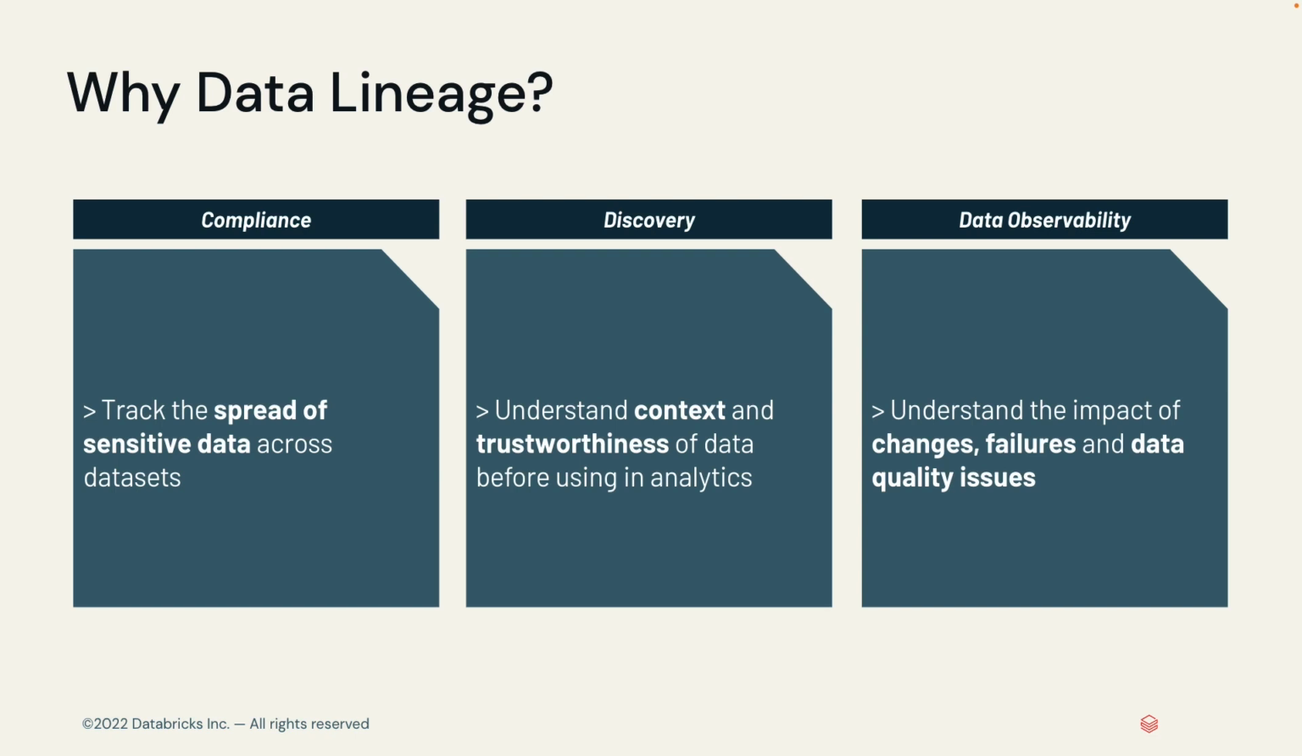The first is in compliance. Data lineage can help us to track the spread of sensitive data across the lake. From a discovery perspective, this will help analysts, data scientists, and ML engineers understand the context and trustworthiness of data before they use it in analytics. And from a data observability perspective, this will help data engineers to understand the impact of changes, failures, and data quality issues, as well as debug these issues as they arise. And it's this last topic that we're going to use to explore a demo of the Unity Catalog service.